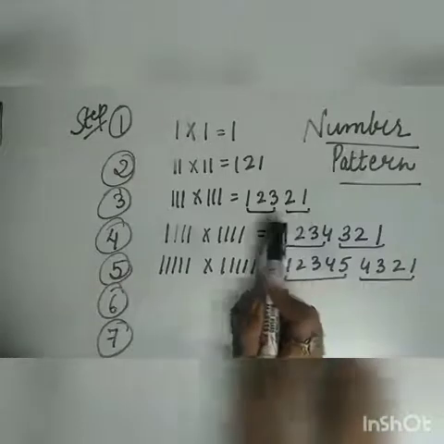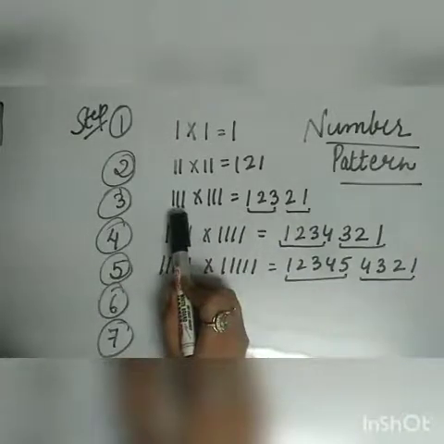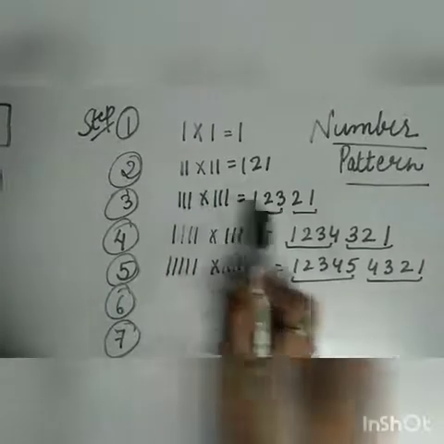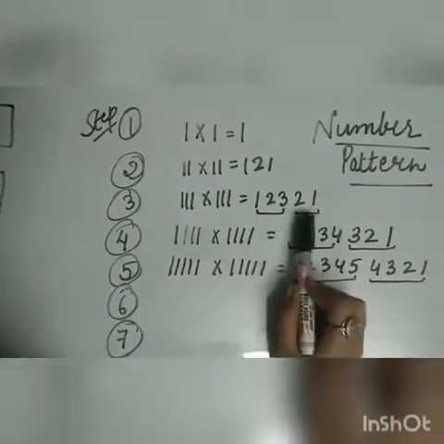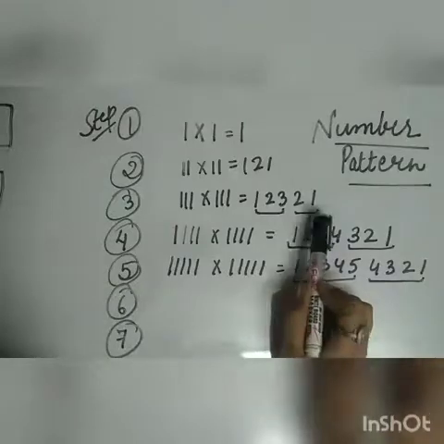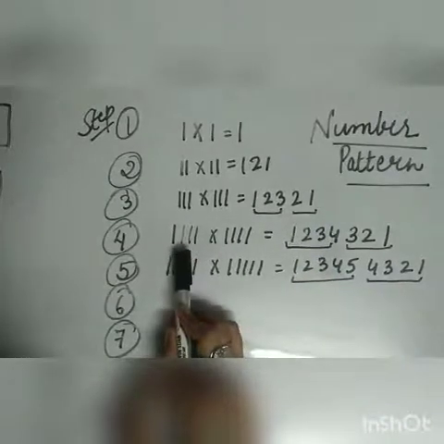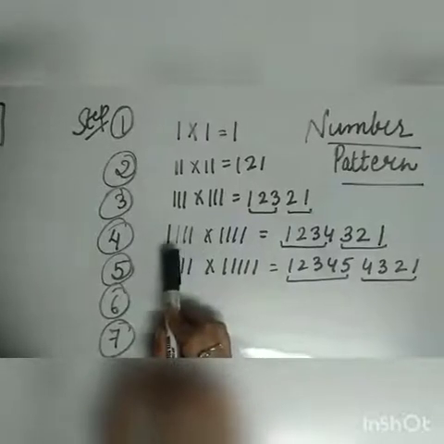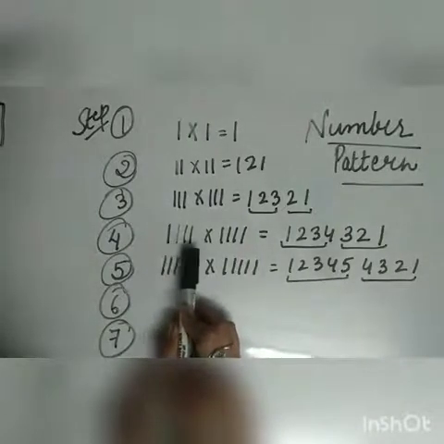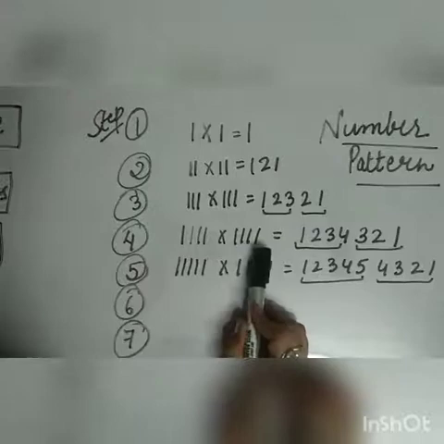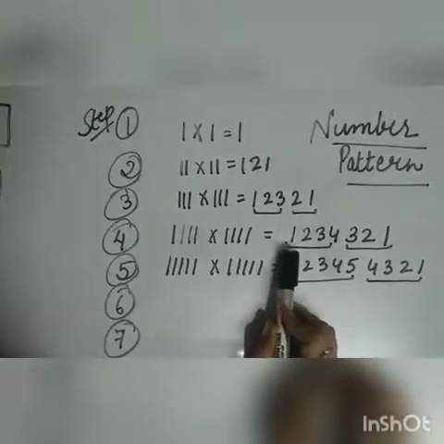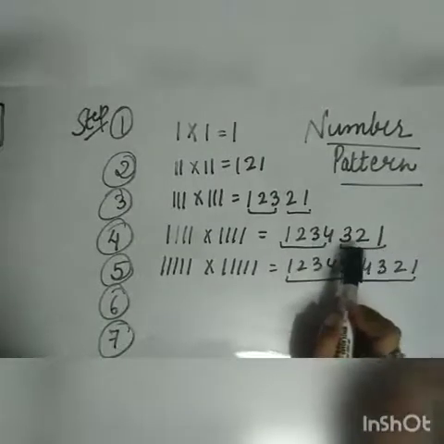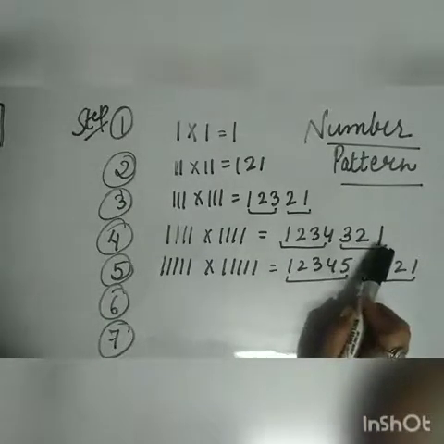12321. Observe that 1, 2, 3, 1 is written 3 times. So 1, 2, 3 and then reverse counting to 1. At step number 4, 1 is written 4 times. If we multiply 1111 with 1111, we will get 1, 2, 3, 4 and then reverse counting 3, 2, 1.